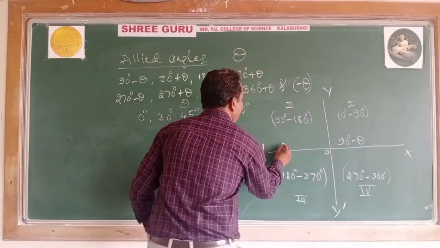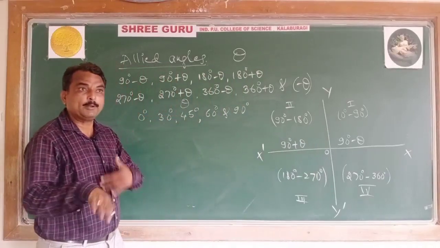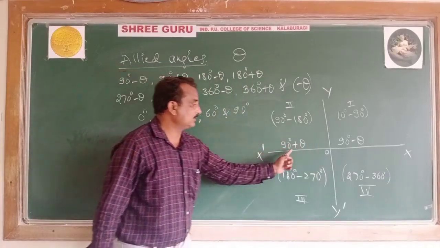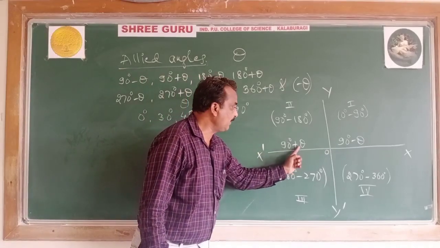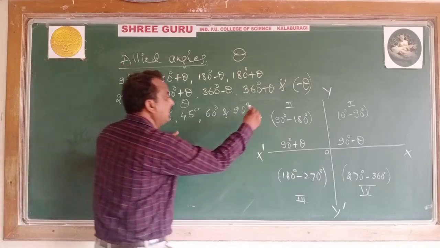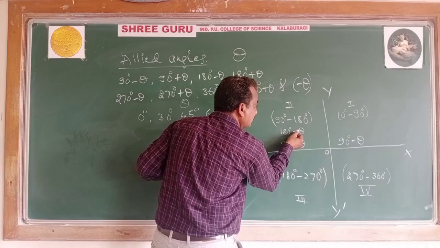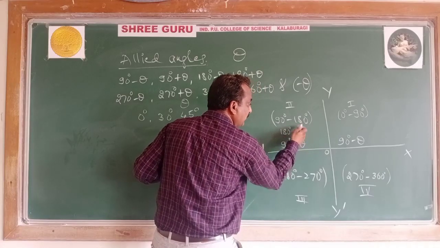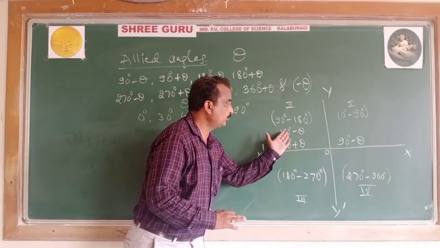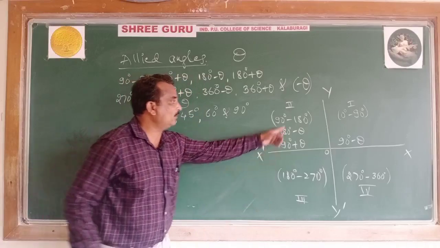The next, 90 degrees plus theta, is in the second quadrant, where theta is an acute angle. So I have shown these standard angles: 90 plus theta is in the second quadrant. The next, 180 minus theta, is less than 180 only, where theta is an acute angle. So the positions of these two angles are in the second quadrant. I have just shown one example also.